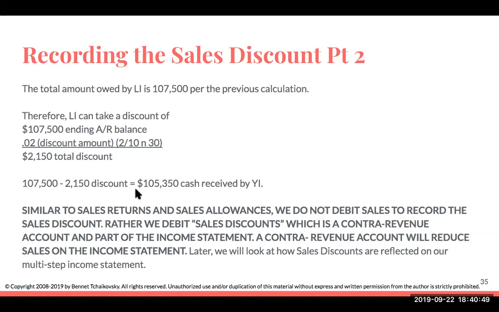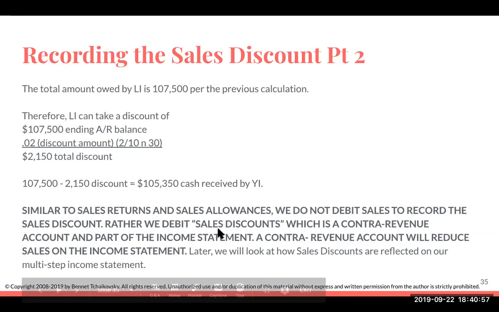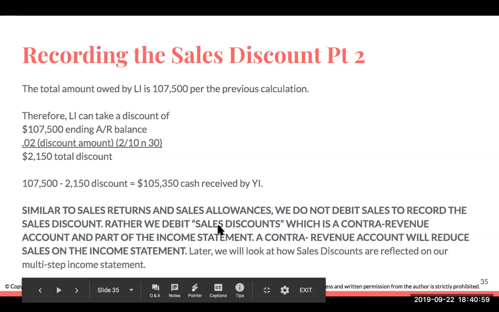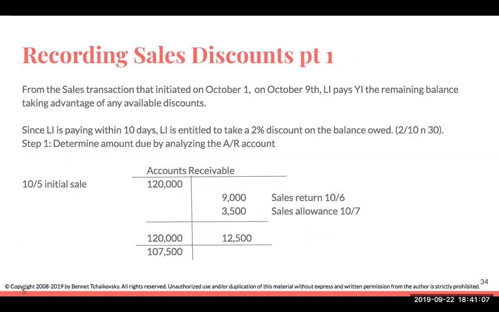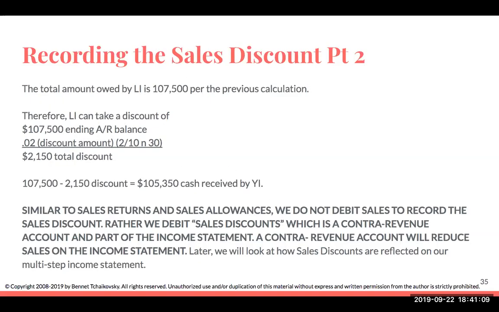And very important, similar to sales returns and sales allowances, we do not debit sales to record the sales discount. Rather, we're going to be debiting sales discounts, which is a contra revenue account and part of our income statement. Again, we're going to see how that contra revenue account works in the multi-step income statement. It'll be exciting. It's building up to that climactic conclusion.